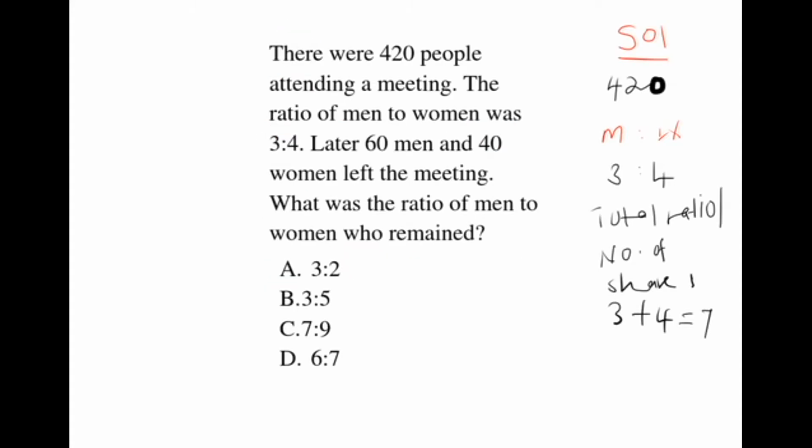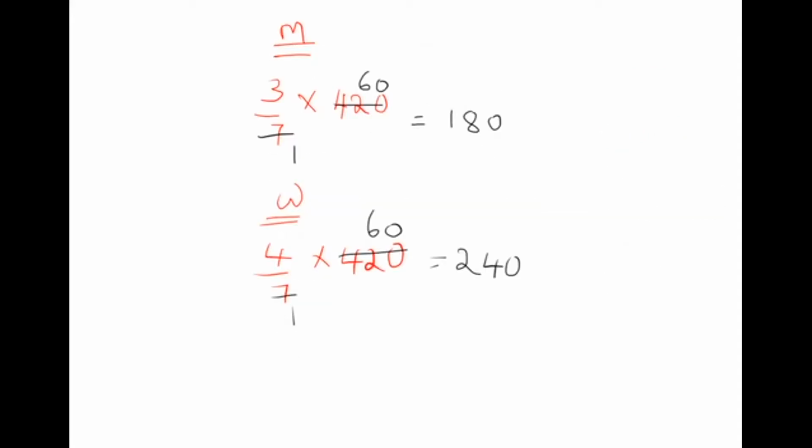Then we are told that later 60 men and 40 women left the meeting. 60 men left the meeting. So here 180 subtract 60. You get 120. The men who were left were 120. 40 women left, so you subtract 240 minus 40. The women who were left are 200.